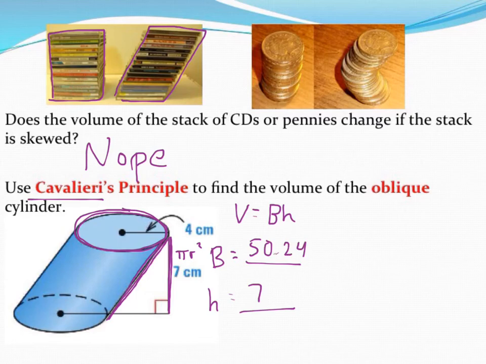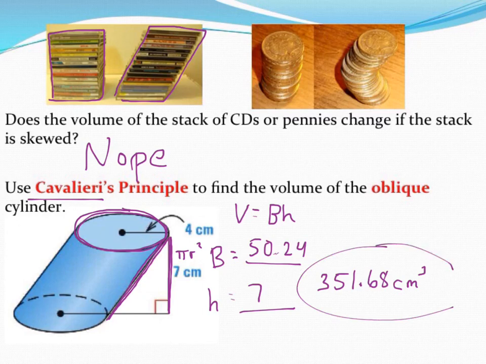And then finally, to find my volume, all I'm going to do is base times height. It doesn't matter that this is tilted sideways. My volume has not changed. So multiplying 50.24 times 7 gets me a volume of 351.68. And since volume is measured in cubic units, I'm going to do centimeters cubed for my volume. Does not matter if you're tilted sideways.